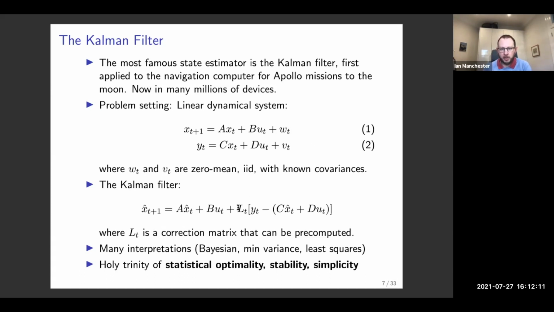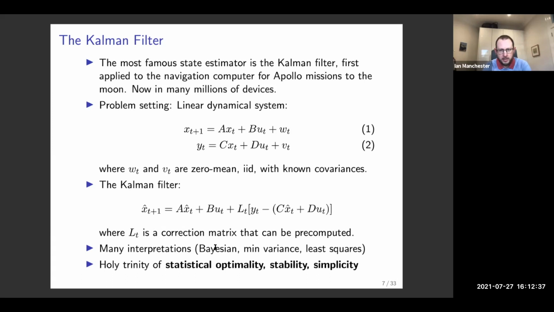I haven't added the computations here, but the gain matrix LT can be pre-computed using the Riccati equation. There are many interpretations of the Kalman filter. It can be seen as a Bayesian estimator. It can also be seen as a minimum variance estimator, the best unbiased estimator in a minimum variance sense. It can also just be seen as solving a particular recursive least squares problem.